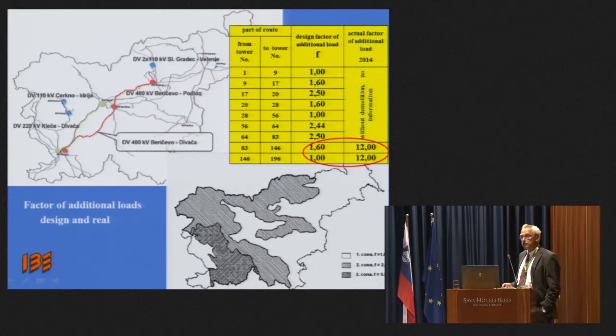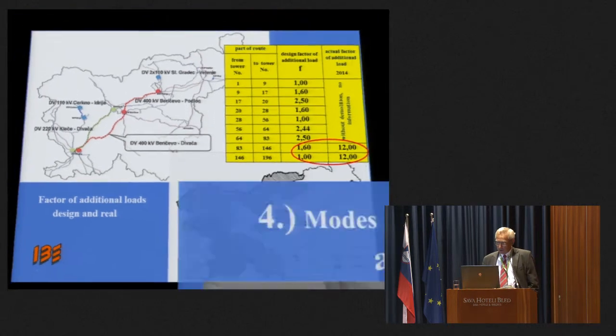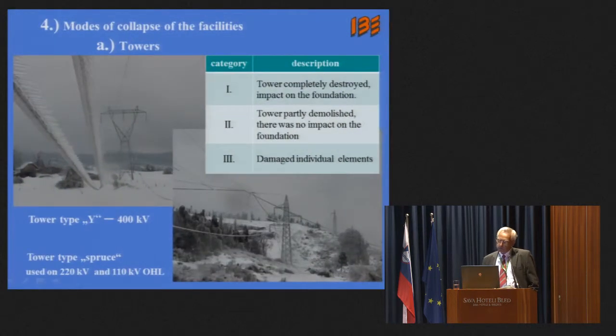And what happens in 2014? You can see it was 12 times overloaded. There are no structures which will survive such overloading. Maybe some pictures which illustrate how the towers fall down.